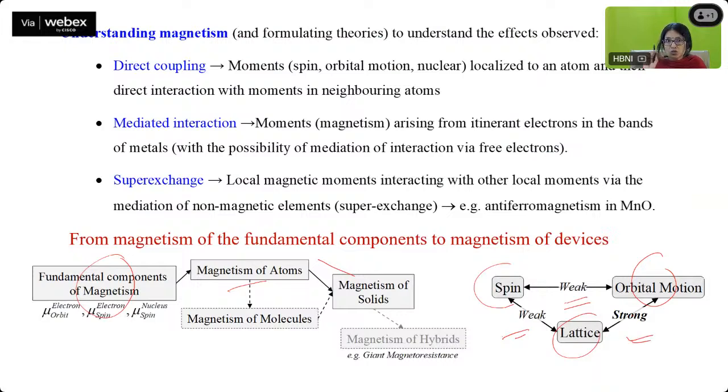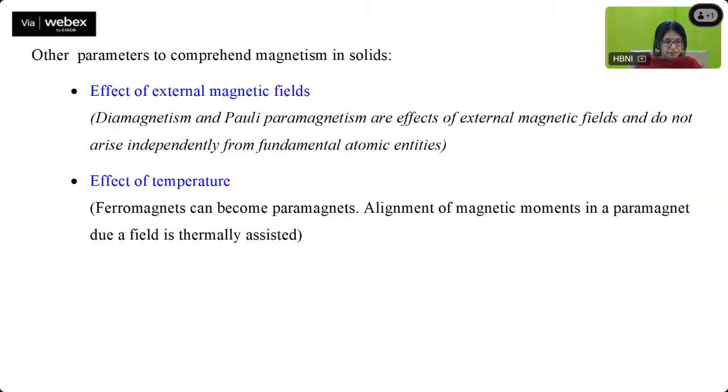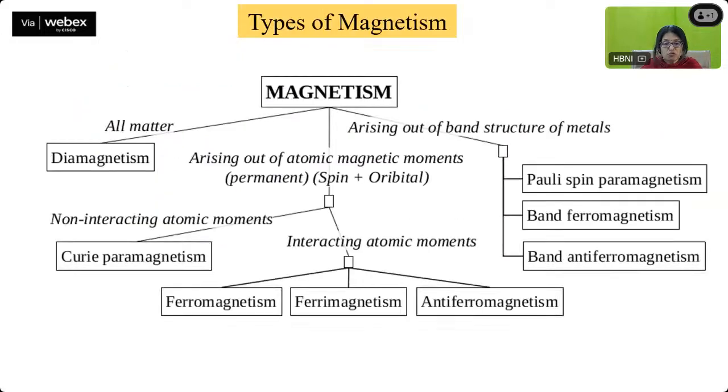So these are the different things you should understand, how basically these different effects are there and what role it plays. So there are other parameters also to comprehend magnetism in solids, which is effect of the external magnetic field. So diamagnetism and paramagnetism are effects of external magnetic fields and do not arise independently from fundamental atomic entities. And there is another effect, which is effect of temperature, like ferromagnets become paramagnets at the Curie temperature. Alignments of magnetic moments in a paramagnet due to a field is thermally assisted. So these kind of concepts you have to kind of remember before we move in deeper.